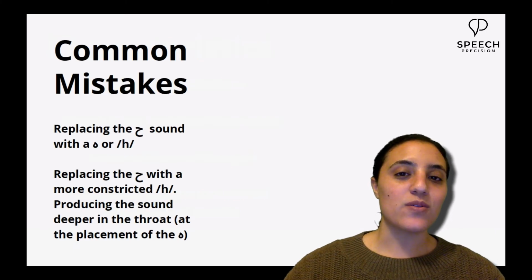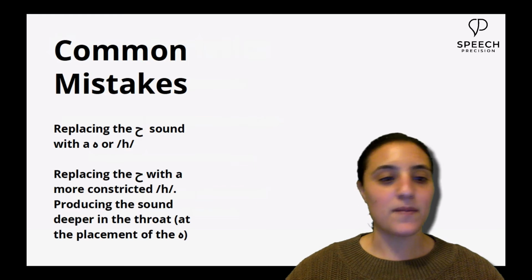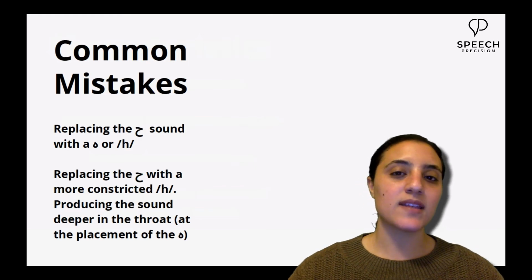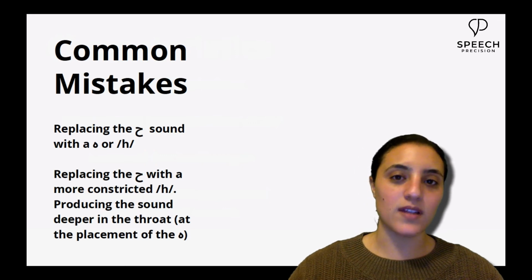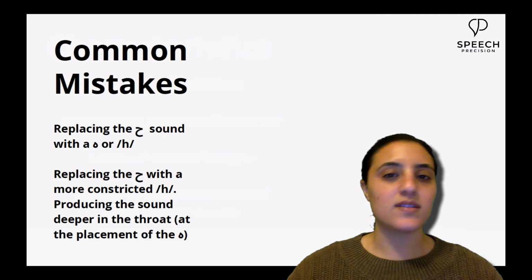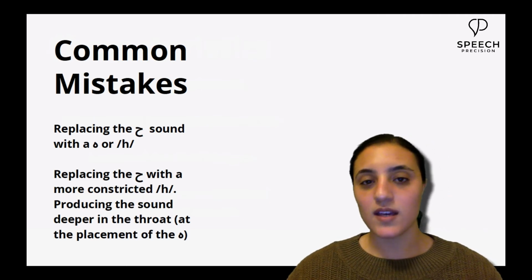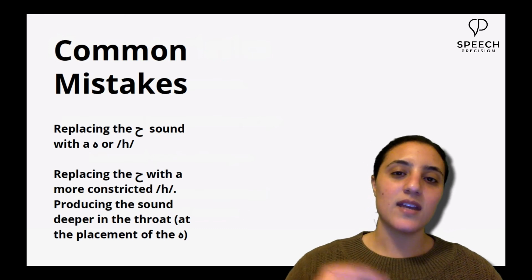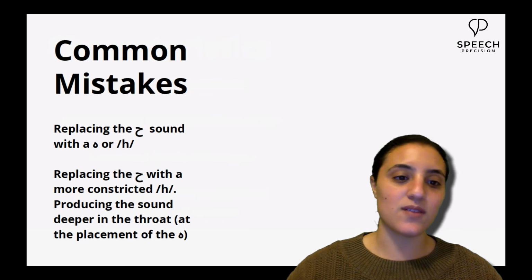Let's talk about some common mistakes that are made while people produce the ha. So the first one is replacing the ha sound with a ha. Okay, so a straight up different letter. Ha replaced with ha. And that happens because a lot of times the closest thing to a ha sound in our languages, like English, is an H sound, which is closest to a ha sound.